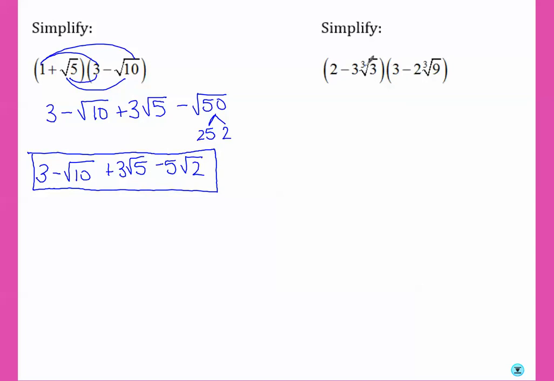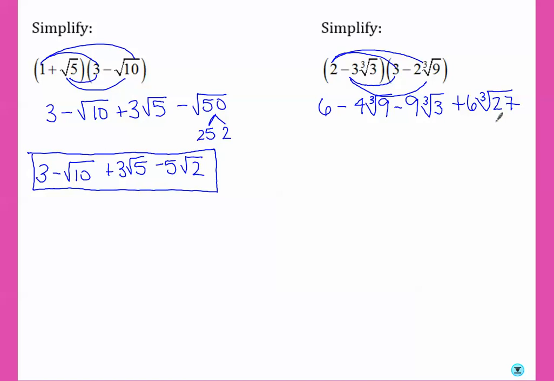So let's try it again with a cube root involved. 2 times 3 is 6. 2 times negative 2 cube roots of 9 would be minus 4 cube roots of 9. Negative 3 cube roots of 3 times 3 would be negative 9 cube roots of 3. And negative 3 cube roots of 3 times negative 2 cube roots of 9 would be plus 6 cube roots of 27.